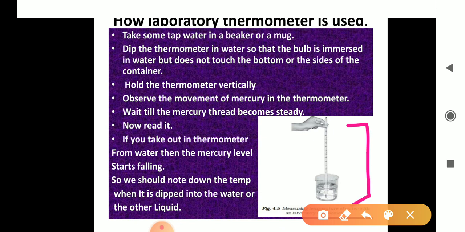Now see, you have to take some tap water in a beaker. Then dip the thermometer in such a manner that it should not touch the bottom and sides of the container. Now hold the thermometer in the vertical position and observe the movement of the mercury in the thermometer. When the movement of the mercury becomes steady, then you have to read the reading. If you take out the thermometer from the water, then the mercury level starts falling down. So you have to read it when the bulb is inside the water.